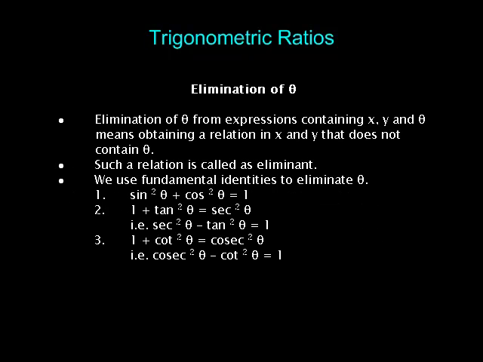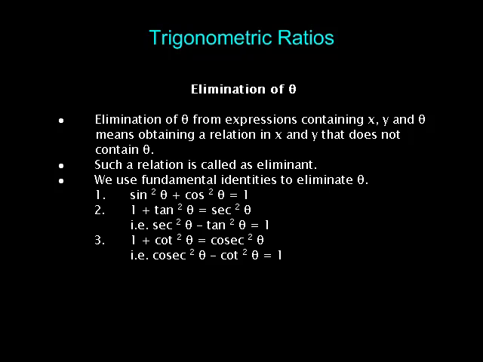The last part in this topic is elimination. Eliminating theta from the equations containing x, y and theta means finding a relation in x and y which does not contain theta. The result so obtained is called an eliminant. You have to use the fundamental trigonometric identities to eliminate theta.